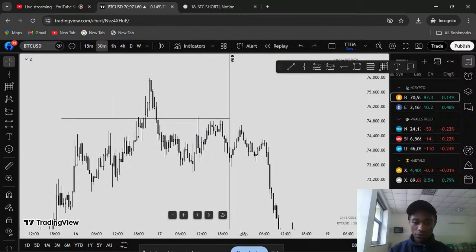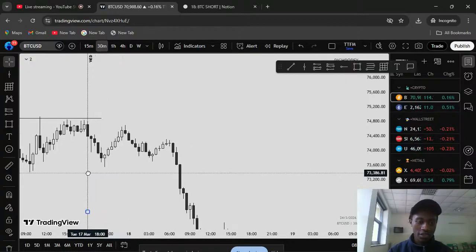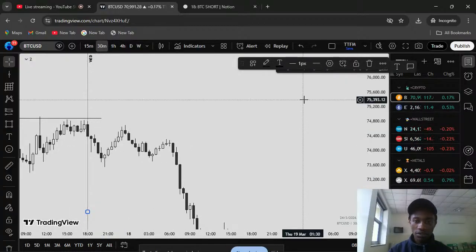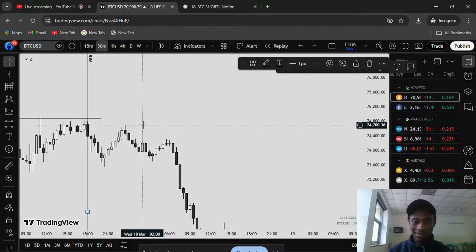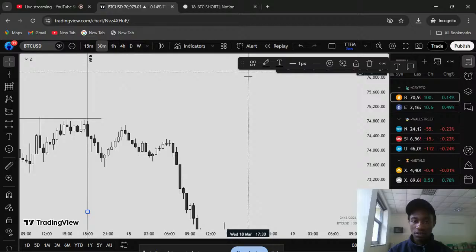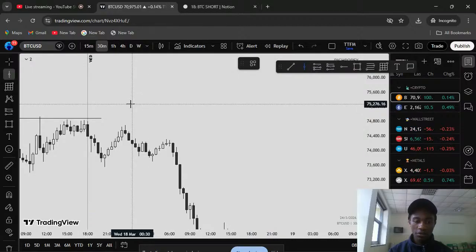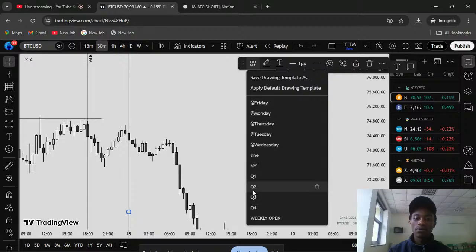If I was doing an exam, I would have guides here, but for me, I just preferred the same thing here. 18 and 18, that's my Asia session. Nothing else. This is the midnight open. Now look at this candle. The midnight open is supposed to do what? That is Q2 of the daily candle.